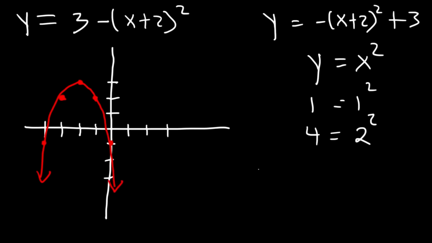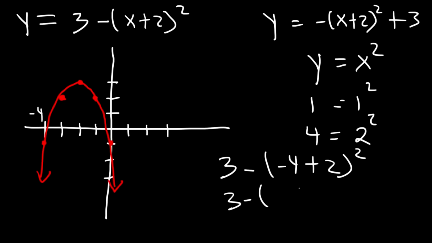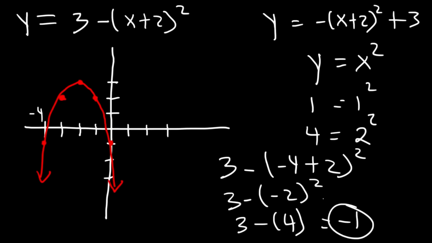Now, if you want to test it, let's use negative 4. Let's see if we get negative 1. So 3 minus negative 4 plus 2 squared. So negative 4 plus 2, that's negative 2. Negative 2 squared is positive 4. 3 minus 4 is negative 1. So it does give us that point.